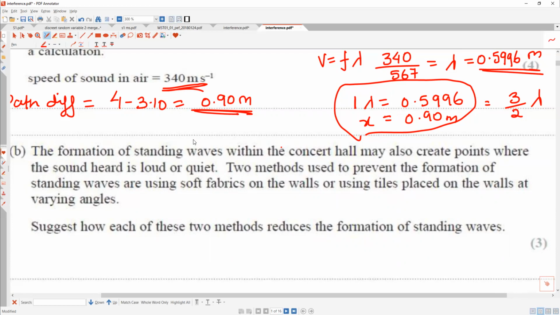The two methods used to prevent the formation of the standing waves are using soft fabrics, as they do in theaters, on the walls, or using tiles placed on the wall at varying angles. Suggest how each of these two methods reduces the formation of standing waves. Let's discuss it; let me pause the video.